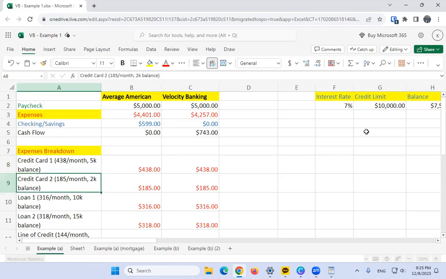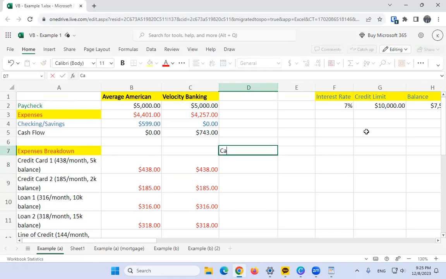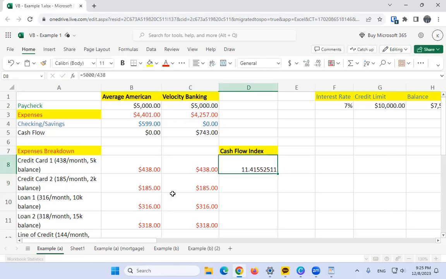So here's the thing. One way you could figure out which debts you can move and pay off first is usually a combination of the highest interest rate, the lowest balance, the highest payment amount, right? But if you want an easy formula, just use what we call the cash flow index. It's an arbitrary formula where you take the statement balance and divide it by the monthly payment. So if this one is 5,000 divided by 438, okay? This one is 2,000 divided by 185.